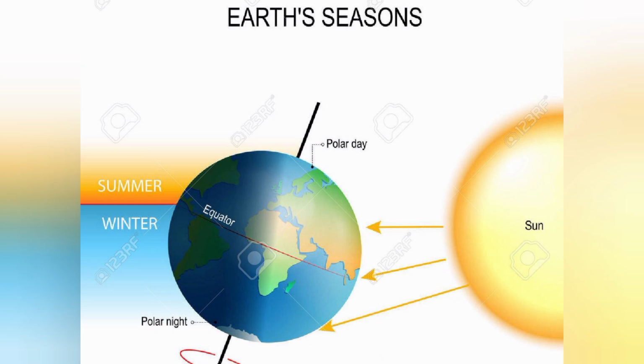allows for seasons, as when the northern hemisphere is tilted towards the sun, it allows for more sunshine, and we get a longer day, and so it's summer. The opposite happens when it's summer in the northern hemisphere, as the southern hemisphere would be pointed away from the sun and would be having its winter.